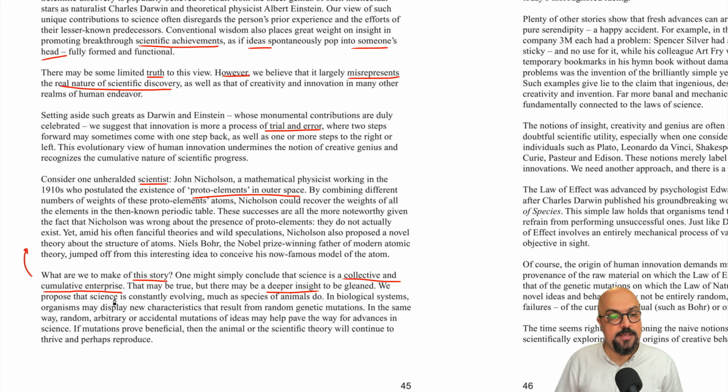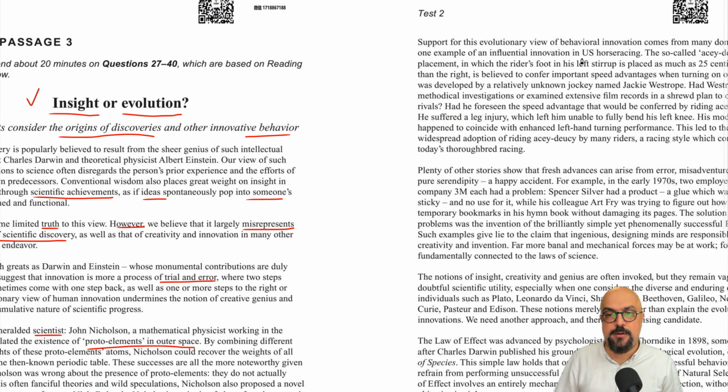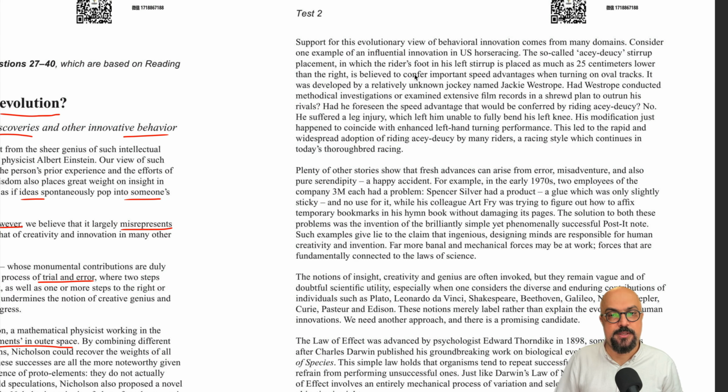We propose that science is constantly evolving, just like animals do. Okay, I see. Where are we here? Support for this evolutionary view of behavioral innovation comes from many domains. So these are the different domains in which there is behavioral innovation. Plenty of other stories show that fresh advances can arise from error, misadventure, and also pure serendipity, a happy accident. So that's the meaning.